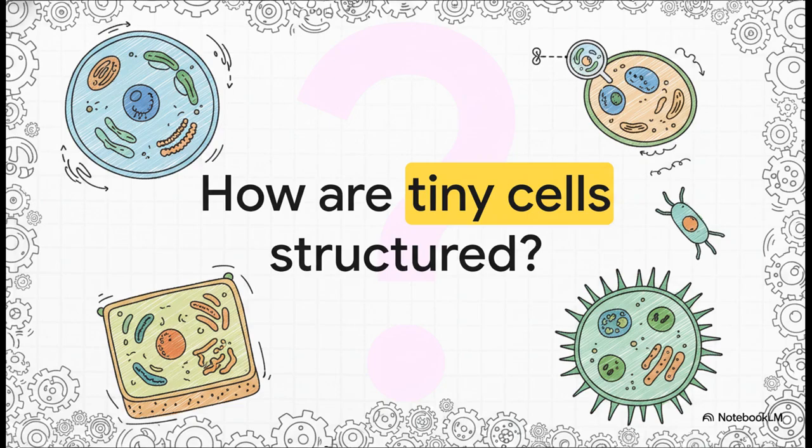Now, you might be wondering, what's the core mystery we're tackling today? Well, cells are just incredibly tiny, right? Most of them are completely invisible to the naked eye. Yet, despite being so microscopic, they somehow perform all the basic life processes needed to keep organisms alive, growing, and reproducing. So, how is that even possible? How can something so unbelievably small manage the massive complexities of life? Well, the secret is entirely in their structure. They're absolute masterclasses in packaging and efficiency.